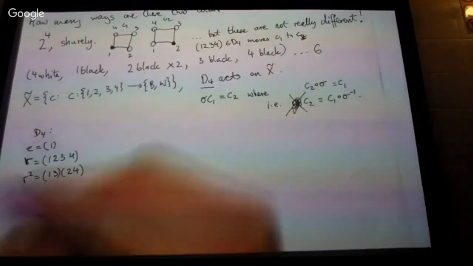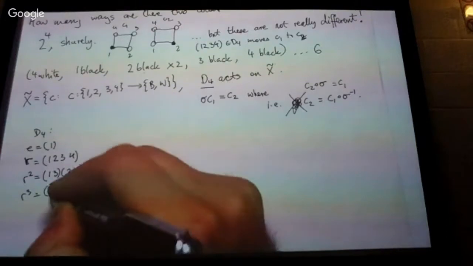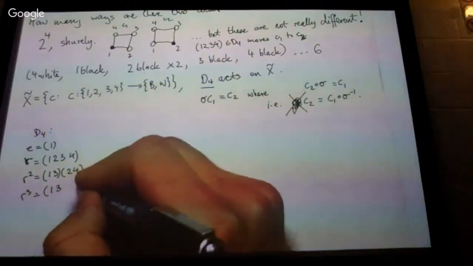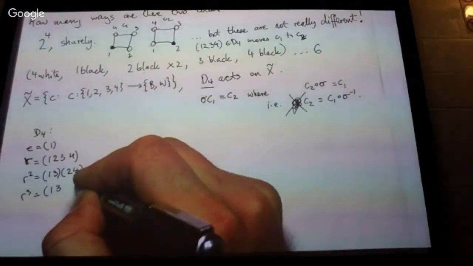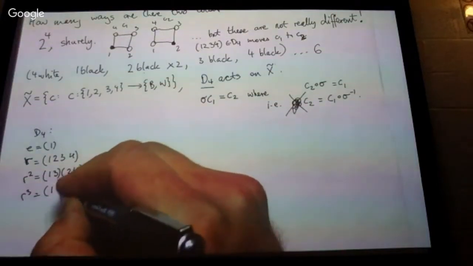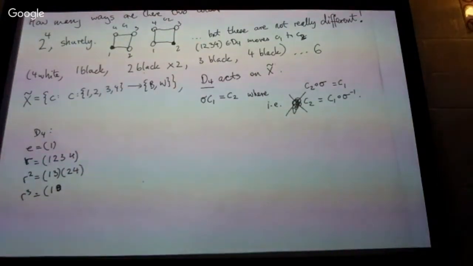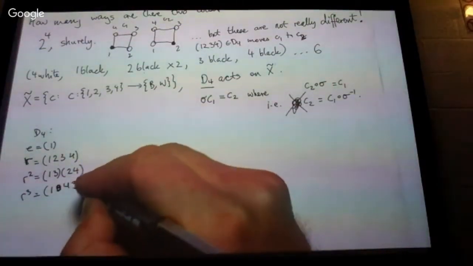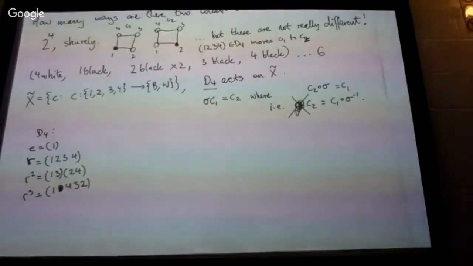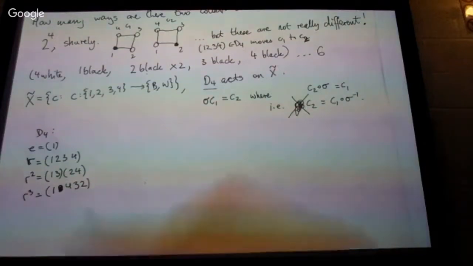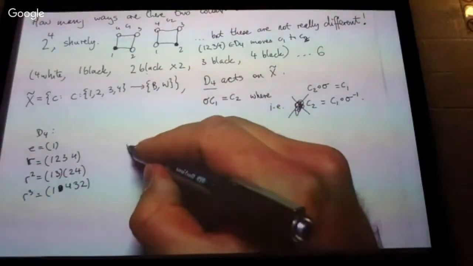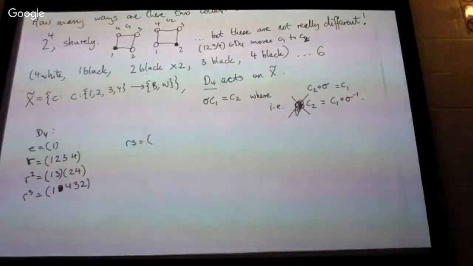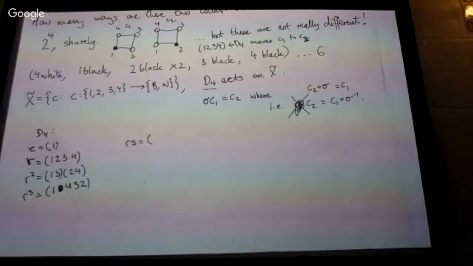Yeah. R3 must be the other 4 cycles, so 1, 3. Yeah, 1. What? 1, 4, 3, 2. And then we have RS, which I don't know what it is.